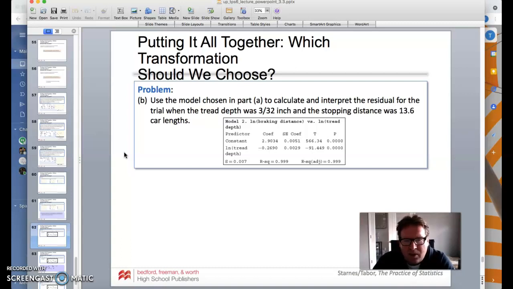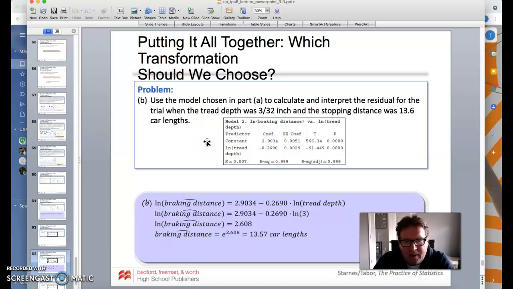All right, so here we go. So here's our computer printout. Once again, we can come up with our model. This is our y-intercept. This is, again, our slope. Now that we've made it linear, we can do that. So remember, it's the natural log of braking distance, which we don't know. We get 2.9034. That's the y-intercept. Here's your slope. And then our tread depth, of course, is 3/32. So we're going to put a 3 in there. And we'll compute. We'll get 2.608.